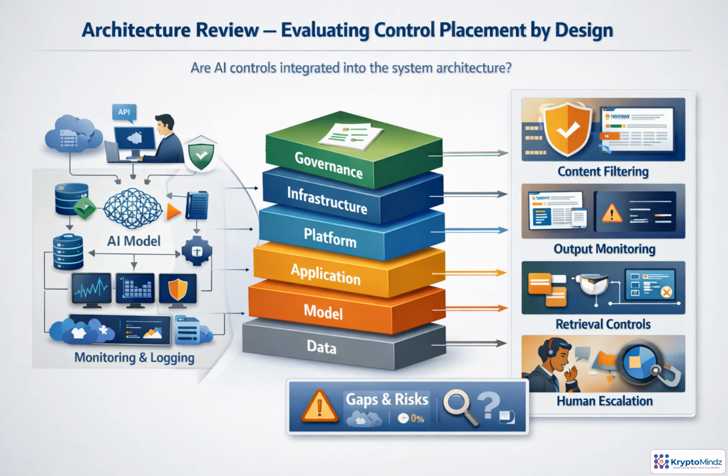Architecture review asks a practical question: where do the controls actually live? Strong AI governance is not a document sitting beside the system. It is built into data pipelines, model behavior, application logic, platform operations, infrastructure, and approval workflows. Reviewers trace data flows, APIs, model components, logging, monitoring, security boundaries, and human oversight points. For GenAI, they also look for prompt filtering, retrieval controls, output monitoring, content safety, and escalation paths. The goal is to find design gaps early, such as weak access, missing lineage, unmanaged third-party models, limited explainability, or monitoring that starts too late.